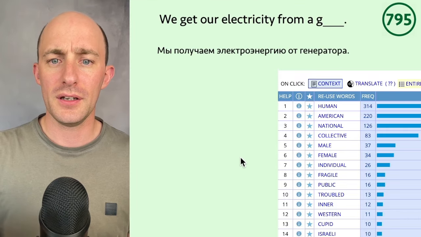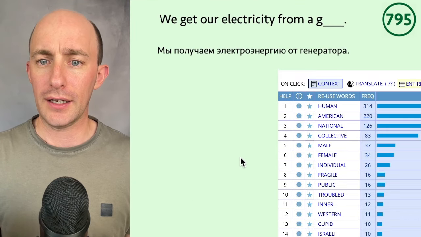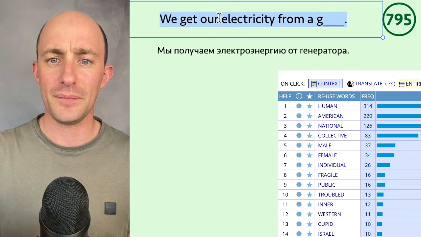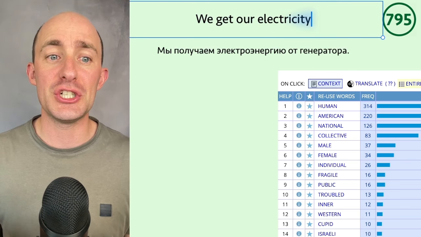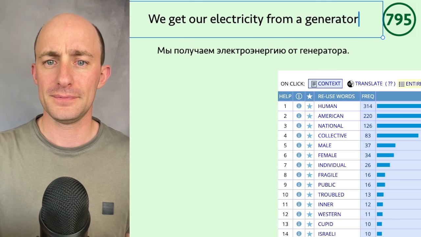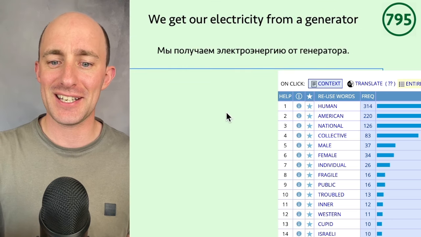The next one. Мы получаем электроэнергию от генератора. We get our electricity from a generator. Generator.